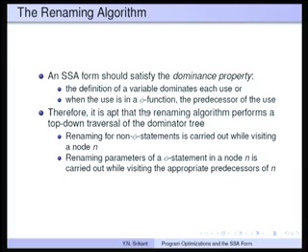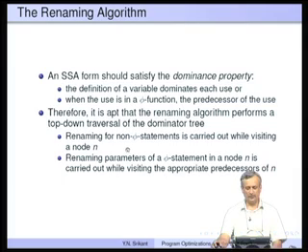There is something very important here. First of all, we still have not explained why we need to do a top down traversal of the dominator tree. The important property that an SSA form should satisfy is called the dominance property. The definition of a variable dominates each use. So, all the uses of a variable are dominated by the appropriate definition.